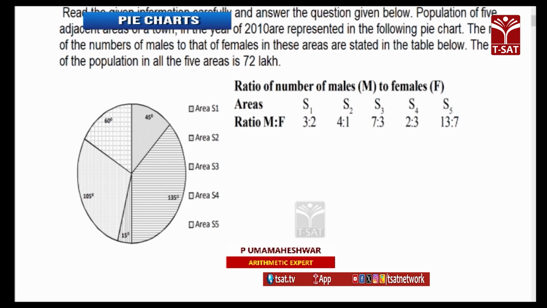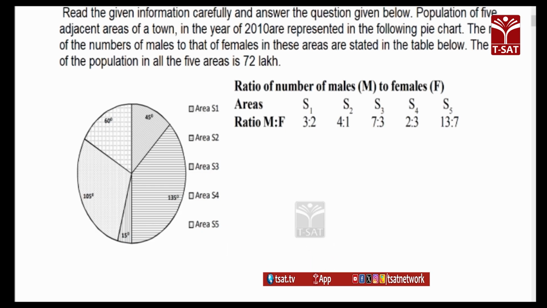Now look at this graph. Read the given information carefully and answer the question given below. Population of 5 adjacent areas of a town in the year 2010 are represented in the following pie chart. The ratio of number of males to the number of females in these areas are stated in the table below. So the female and male ratio is also given in the table. The total population in 5 areas is 72 lakh. So remember that the total population in these 5 areas is 72 lakh.